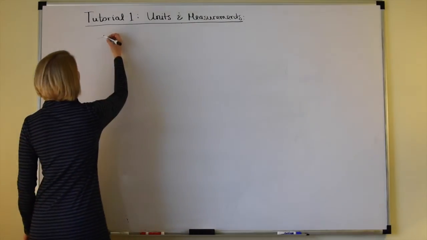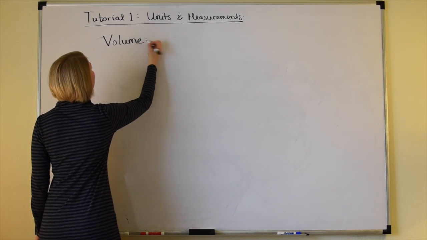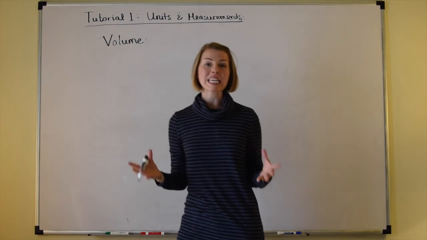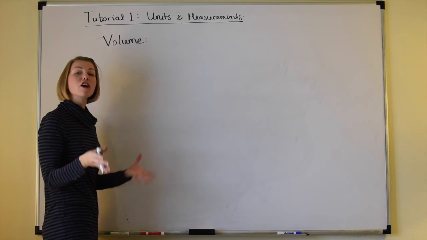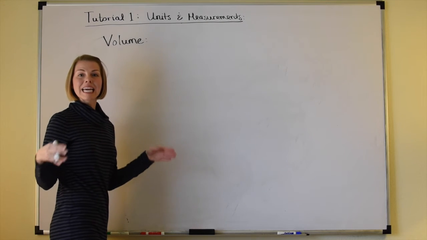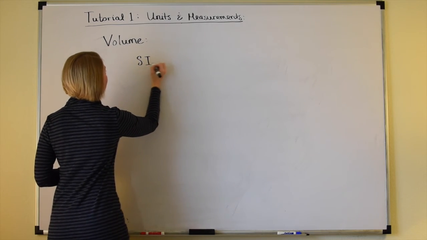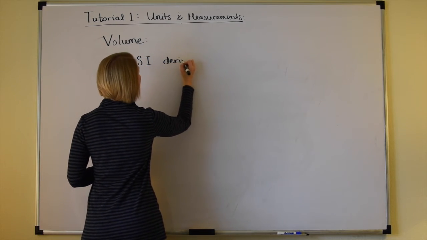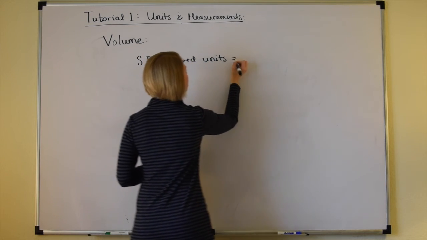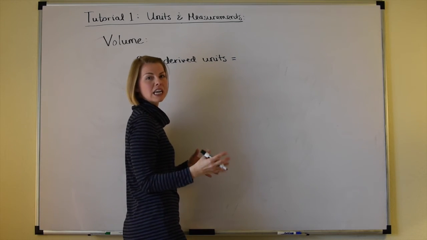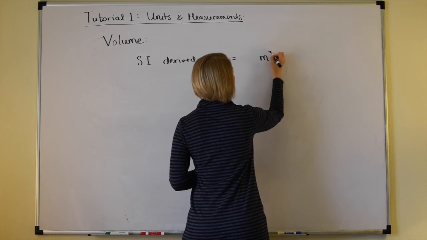Okay, volume. Volume refers to the amount of space occupied by a body. The SI units for volume are derived from length times width times height. So I'm going to write here SI derived units based on length times width times height. So meters times meters times meters, and we get the meter cubed.